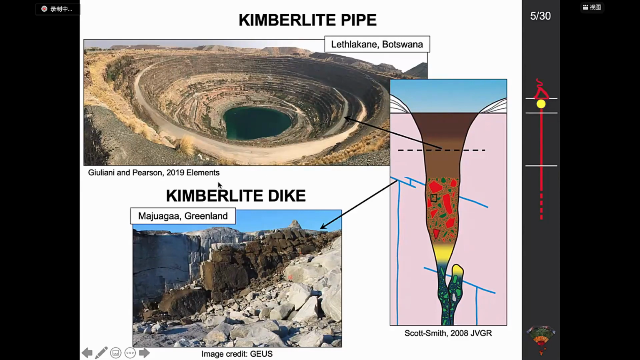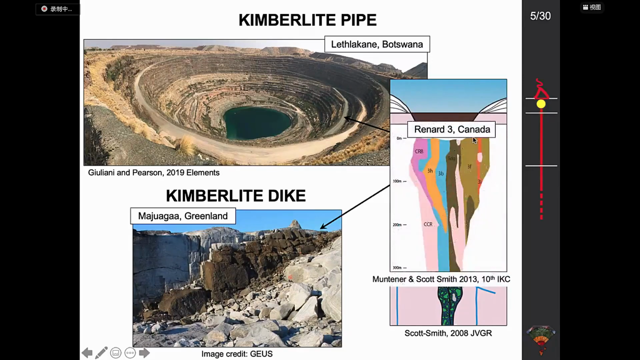Or otherwise, kimberlites occur as dikes, or more rarely as sills, which can be associated with pipes, or in other cases just occur as swarms of dikes, not associated with other intrusive features. The important thing about kimberlites is that even when they're in place as pipes, and most of the time, they do not really occur as a single unit.